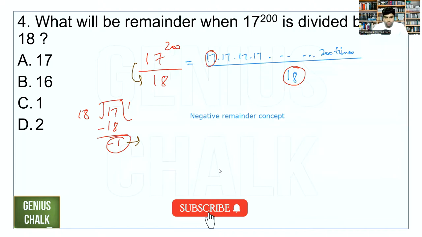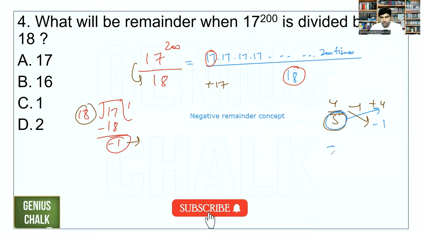Suppose I ask you, if I divide 4 by 5, the positive remainder is 4. Like in this case also, if you divide 17 by 18, the positive remainder is 17. But the negative remainder is 5, the divisor, minus 4, so this is minus 1. Okay, I hope this is clear.